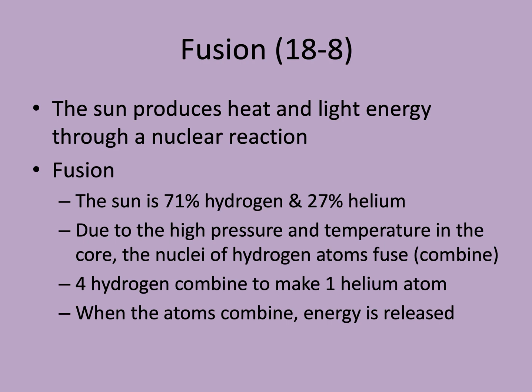Atoms kind of do the same thing because both protons are positive, so they're going to try to repel each other. So we need intense heat, intense pressure, and intense speeds of these protons in order for them to collide. For fusion, our sun is made up of about 71% hydrogen and 27% helium. So it actually takes two hydrogen atoms to form a helium.